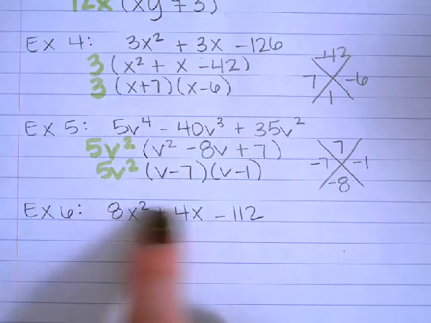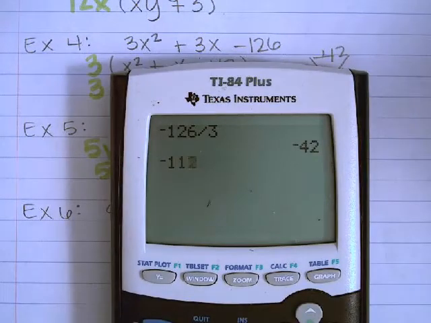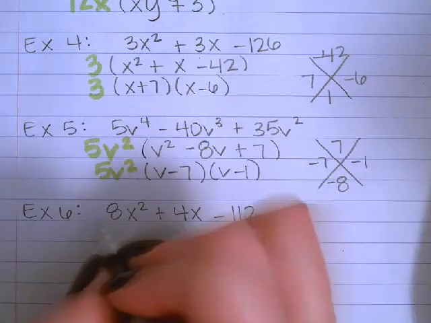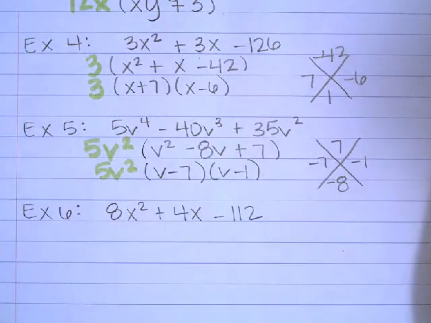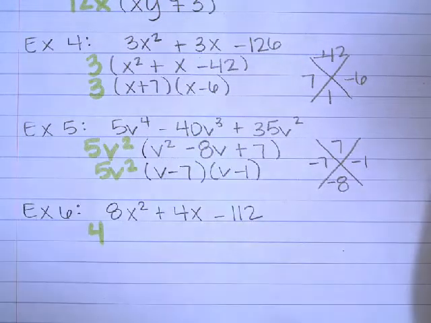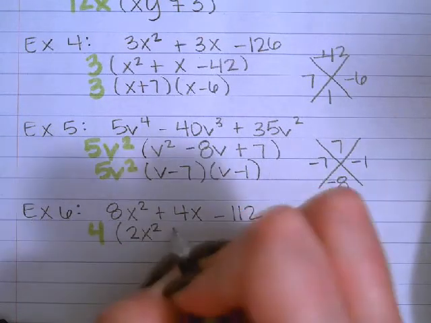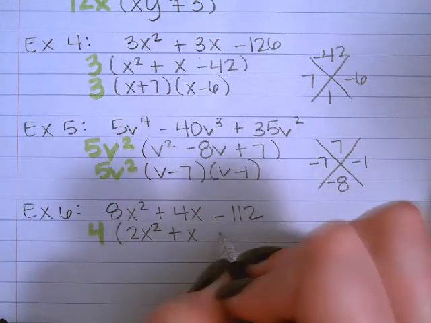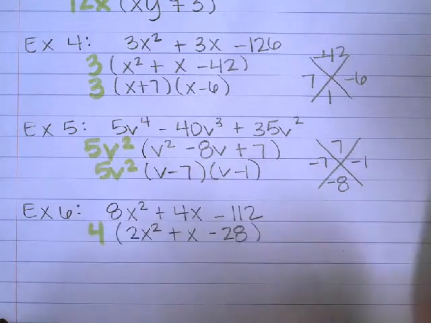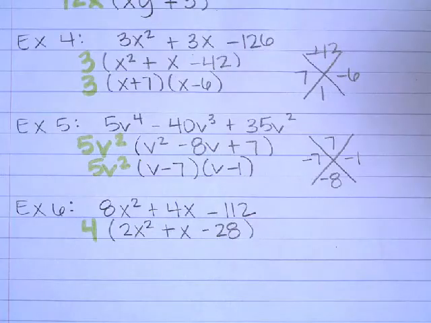So 8 is divisible by 4, 4 is divisible by 4, negative 112 is divisible by 4. So I'm going to go ahead and take a GCF of 4 out. And then I'm going to write my leftovers. So 2x squared plus x minus 28. And then I'll go ahead and do the rest of the slide divide problem.